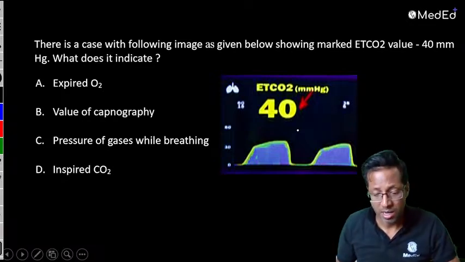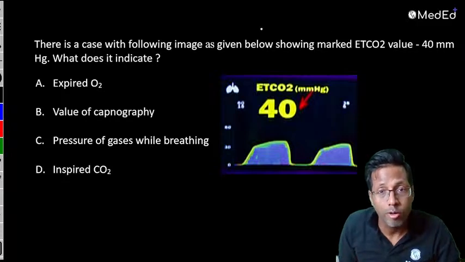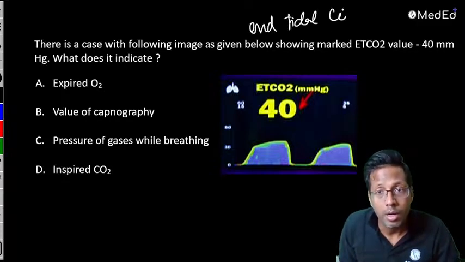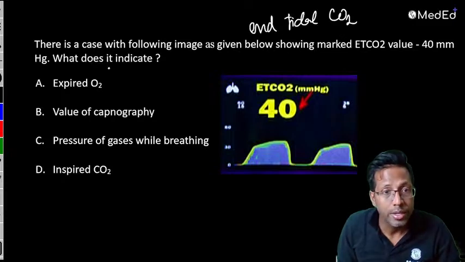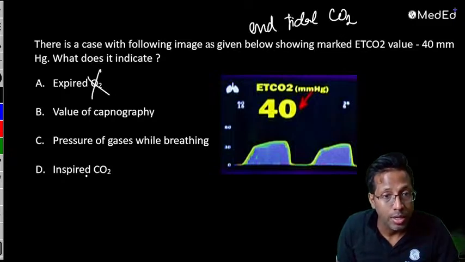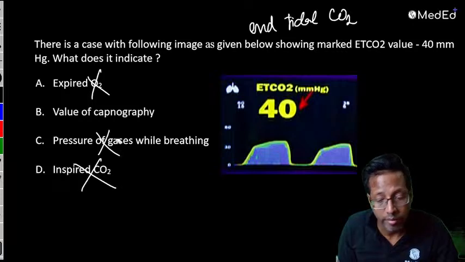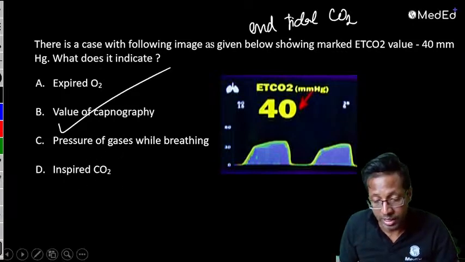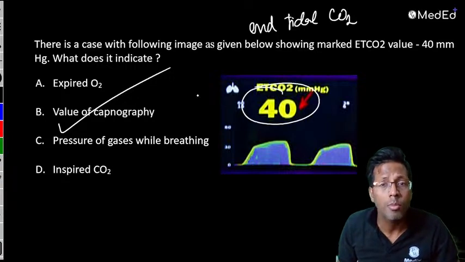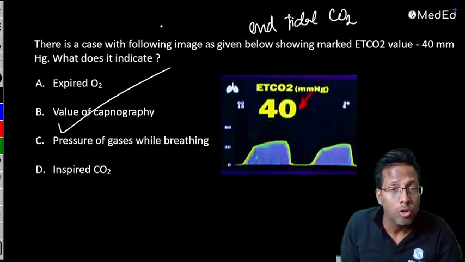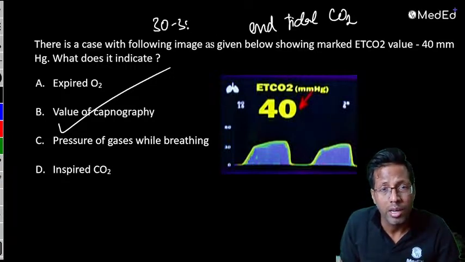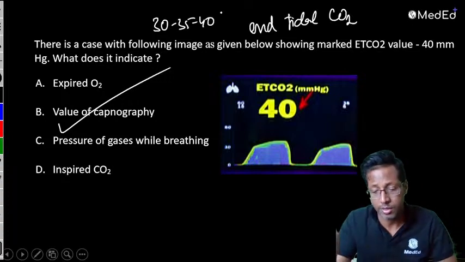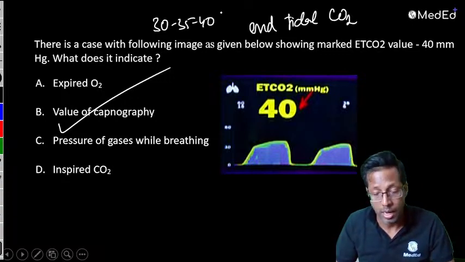So simple question here, EtCO2. What is the full form of EtCO2? End tidal carbon dioxide. So is it expired oxygen? Out of question. Is it inspired carbon dioxide? Out of question. Is it pressure of gases? No, it's the value of capnography. So capnography is a very important monitor that gets asked in the exam, and this is a normal value itself. A normal value of capnography is 30 to 35, at the max 40, which is almost the same as PCO2. Correct, Dr. Veer, absolutely correct.